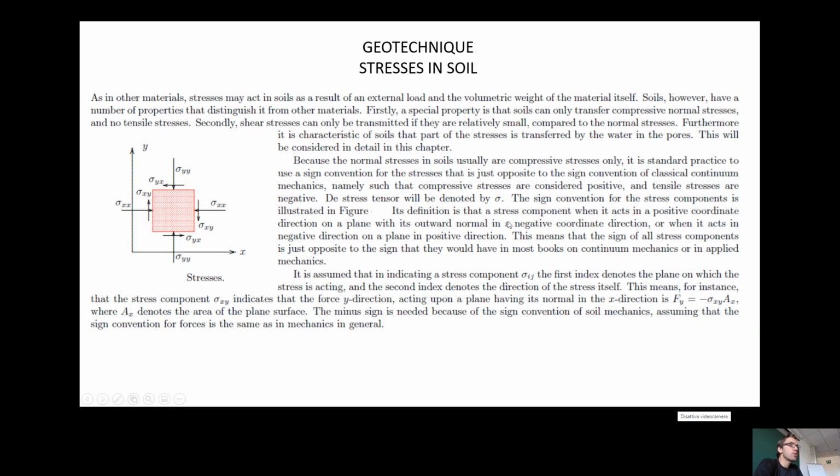The definition is that a stress component is positive when it acts in a positive coordinate direction on a plane whose outward normal has a negative coordinate direction, or when it acts in a negative direction on a plane whose normal is in a positive direction. You can see the convention here. This means that the sign of all stress components is just opposite to the sign that you would have in most books of science and engineering, so in applied mechanics, so be careful.